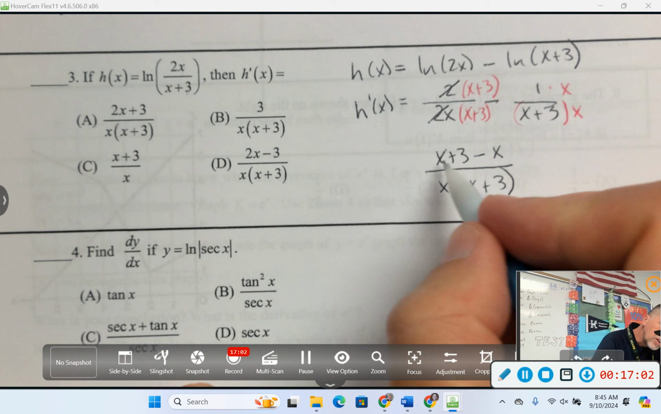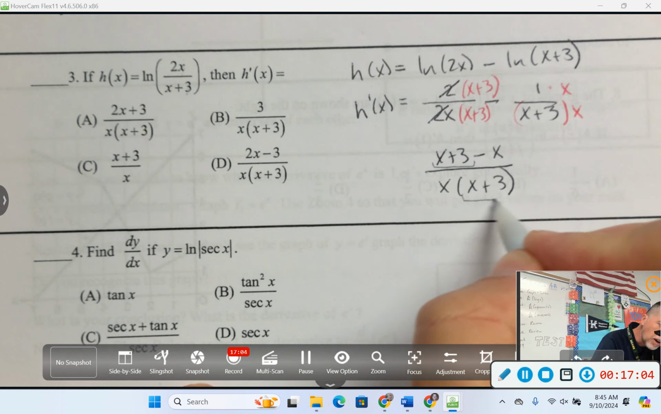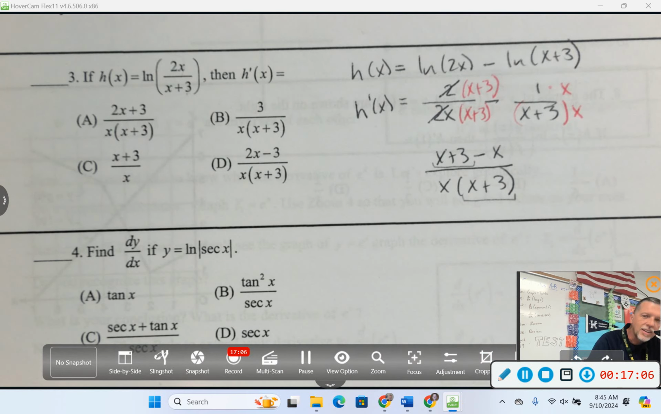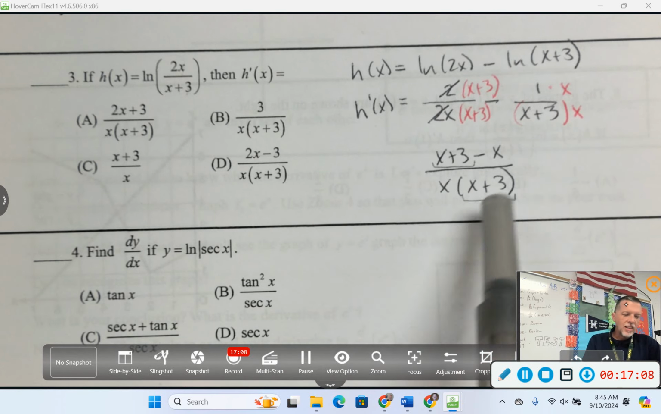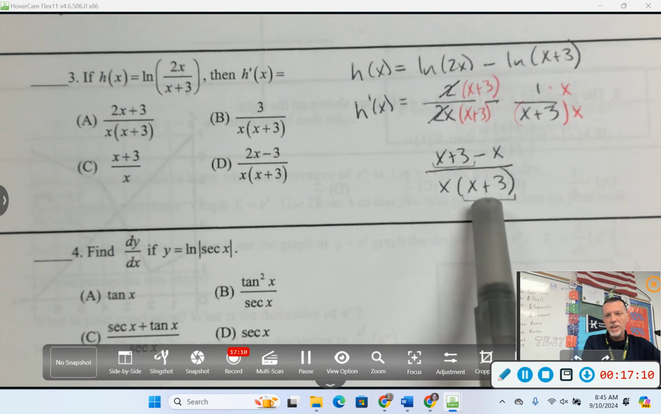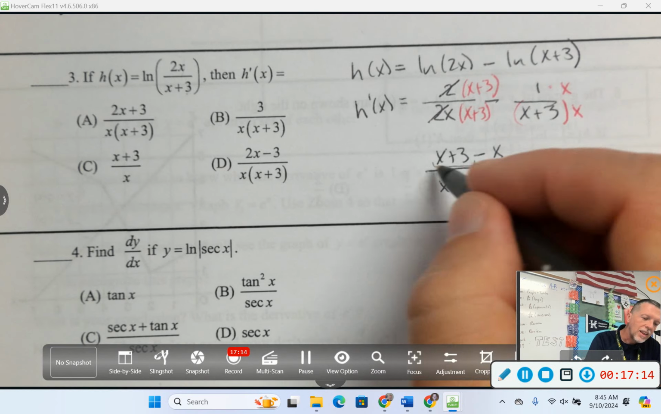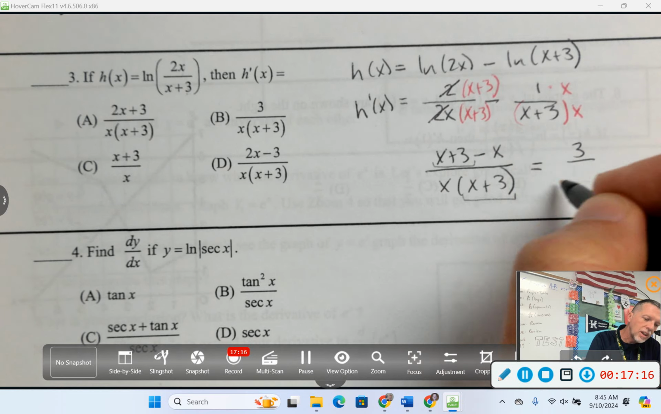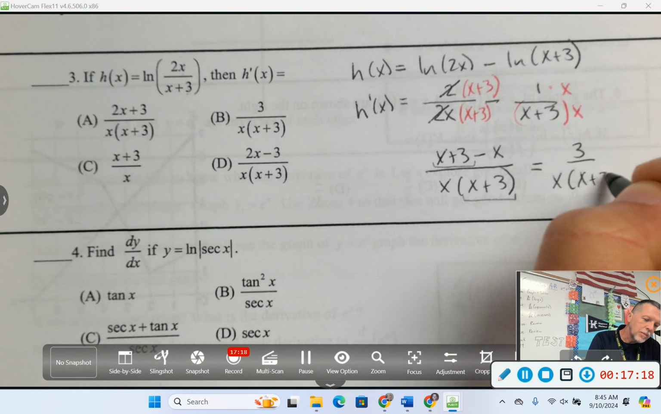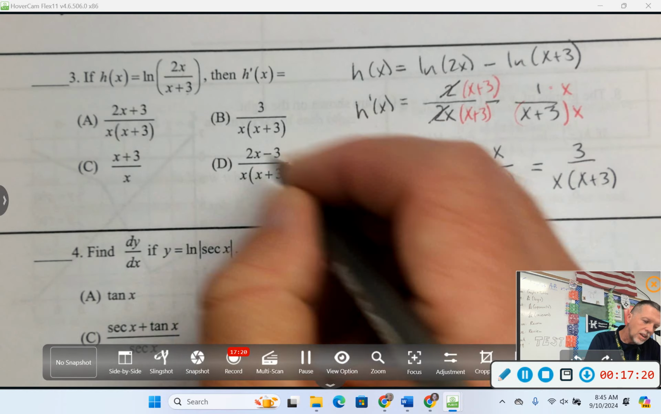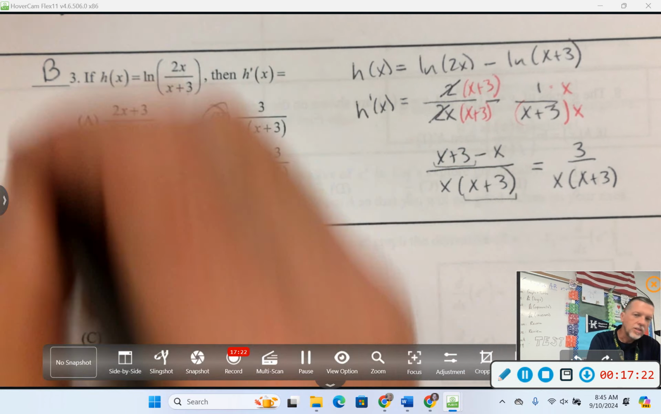Certainly no one is tempted to cancel the x plus 3's, right? We're not doing that. That x plus 3 in the bottom is eligible to be canceled, but the top one is being added and subtracted, so don't do that. x minus x goes away. 3 over x times x plus 3. And that is one of my answer choices.